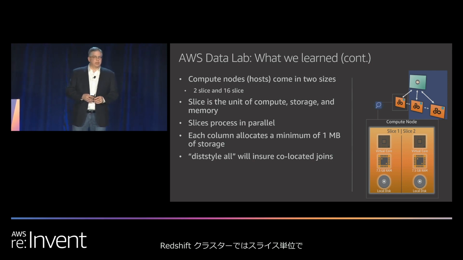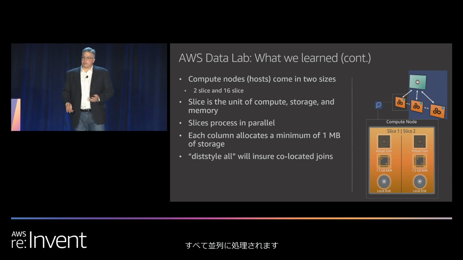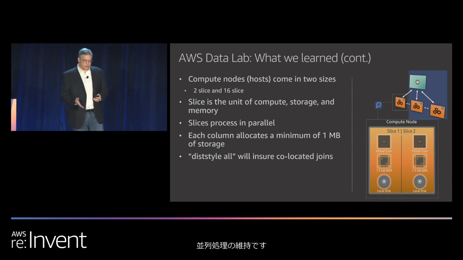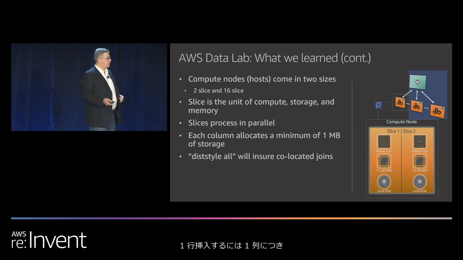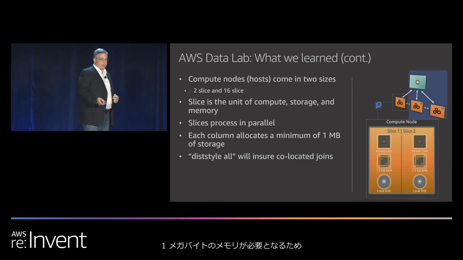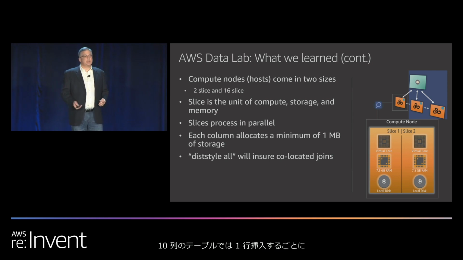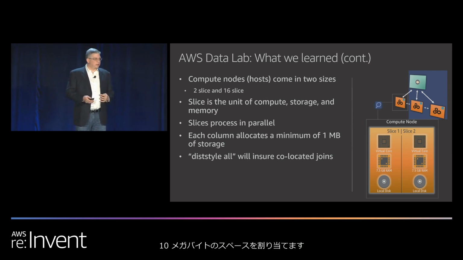Your slice is your unit of compute, storage, and memory. It's what does the work in the Redshift cluster. And they all process in parallel. And what you want to do, your goal is to keep them processing in parallel. Additionally, columns: when you insert a row, each column is going to take a megabyte of memory. So if you have a 10-column table, 1 row insert is a 10 megabyte space allocation.